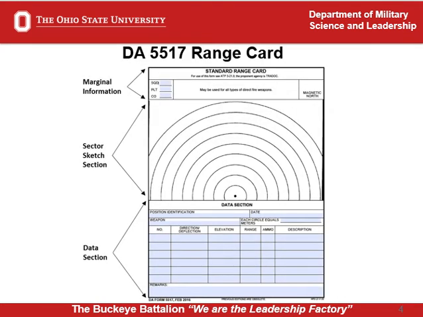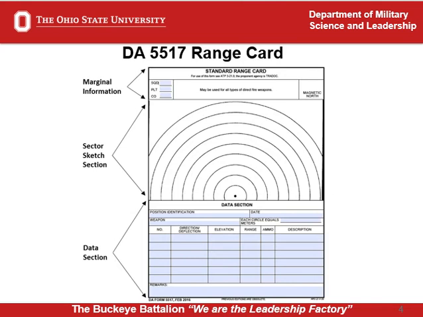All right, so here's the DA 5517 range card. There are 3 sections to this: the admin information, which is the marginal information, the sector sketch, and the data section. Starting off with the marginal information, you just put what company, platoon, and squad you are. It could even go down to vehicle number.